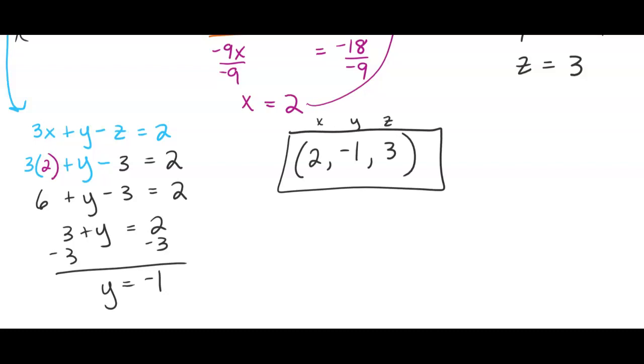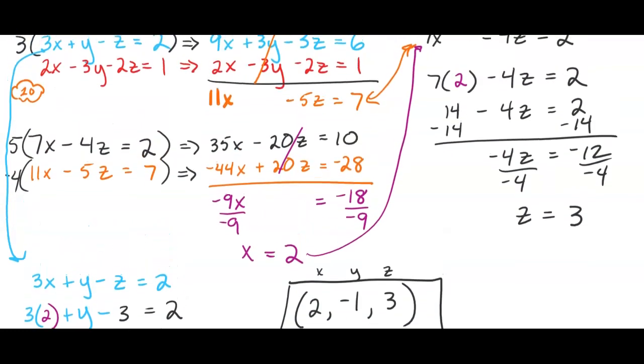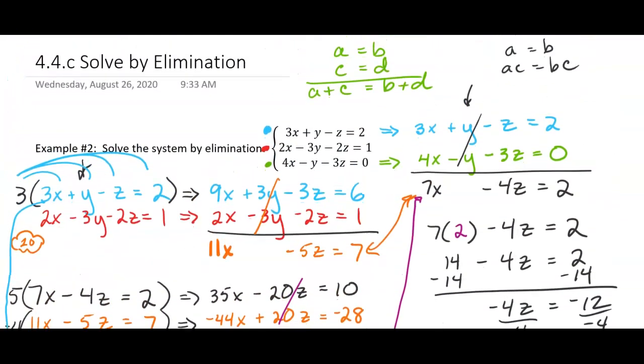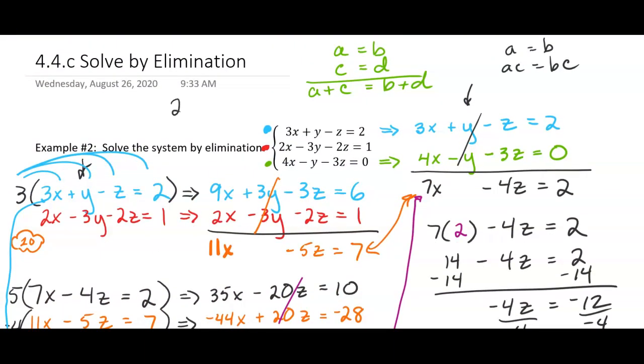Now what if you wanted to check it? I like to check these because there's so much work. What if I made a mistake? So 2, negative 1, 3. Let me write that up here. Now I'm not going to write out the check, but I'm going to try to do it in my brain here. So if I put a 2 here, that'd be 6. Minus 1 would be 5. 5 minus 3 would be 2.